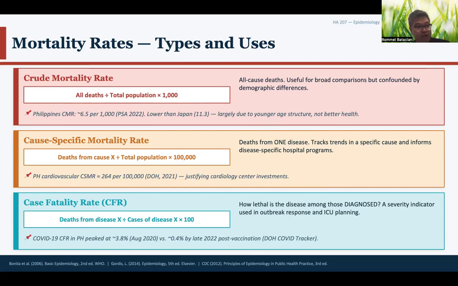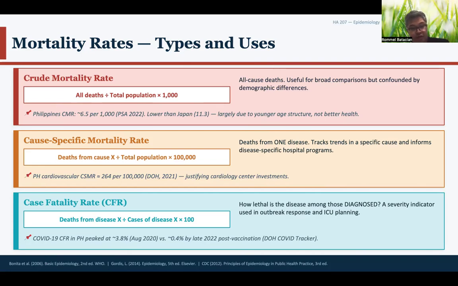And then the third one would be case fatality rate. So this is different from the other two. The case fatality rate is not a rate in the strict epidemiological sense. It's actually a proportion. But the term is widely used and you'll encounter it constantly. So CFR answers, of those who are diagnosed with the disease, what proportion dies? So it is a measure of lethality. How deadly is the disease once you have it? It is usually used in outbreak response or ICU planning.